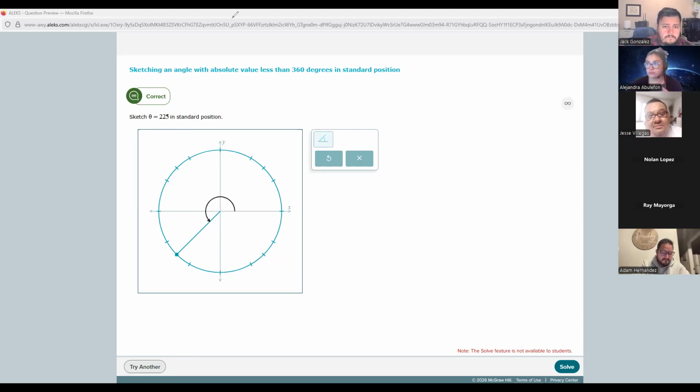Okay. Let's look at another. Let's move on to the next one. You guys have any questions on what standard position means or how to find a positive angle?